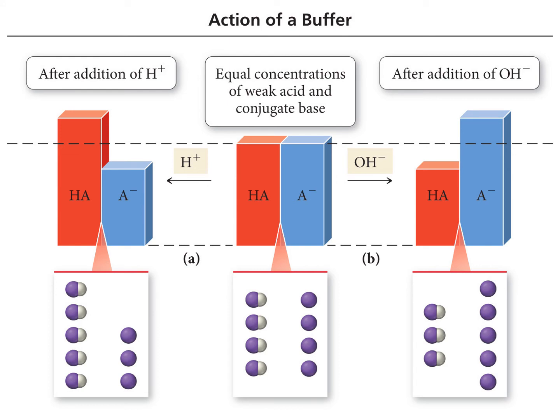So a buffer tends to occur where you have more equal concentrations of the weak acid and conjugate base. So that's our middle image. After you add hydrogen, it's going to shift towards the left where you have more of that parent acid, less of the anion. If you add base, it will shift more towards the right where you have more of that anion, less of that parent acid. But it still is not going to change the overall pH because you don't have an excess of hydrogen or hydroxide at this point in time.